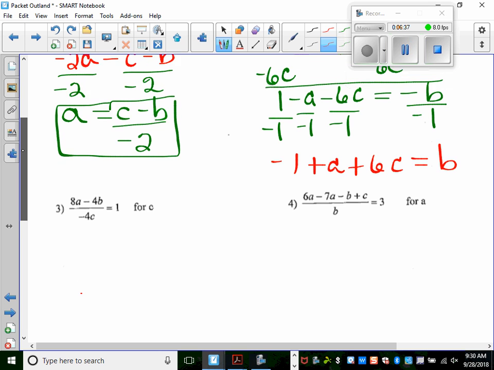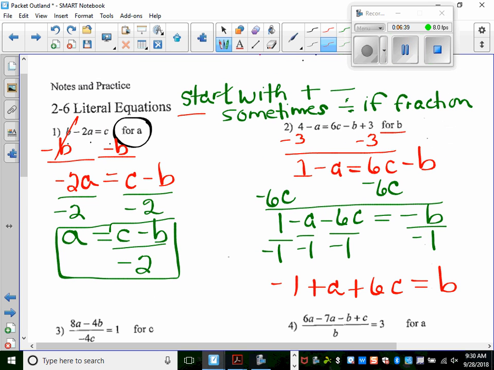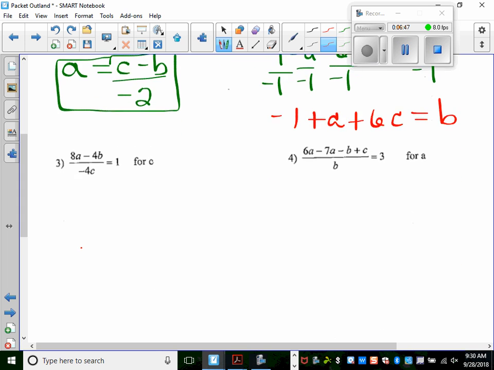All right, and number 3, there's that exception where I said sometimes you start by looking to see if there's a division, which looks like a fraction, and in this case that's number 3 and number 4. So you don't want to start with the plus and the minus stuff. You want to start with this right here, okay? So if it looks like a fraction, you tend to do that first, not the plus and minus stuff. So this says it is divided by negative 4c.